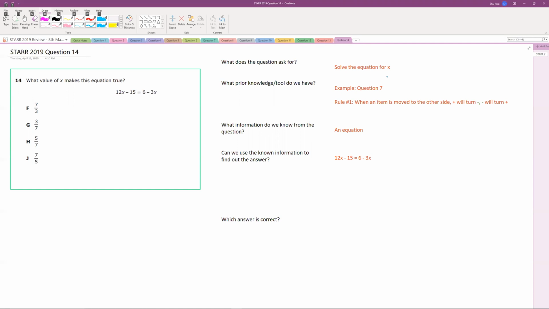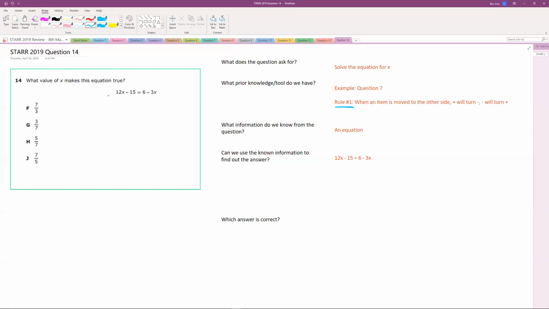And for prior knowledge, we have done one similar problem in question 7. So I recommend you take a look back at question 7 to review what we have done. Remember, when we solve the equation, there's a basic rule: we can move an item from left to right or from right to left. When an item is moved to the other side, positive will turn negative and negative will turn positive. So that's one important rule.